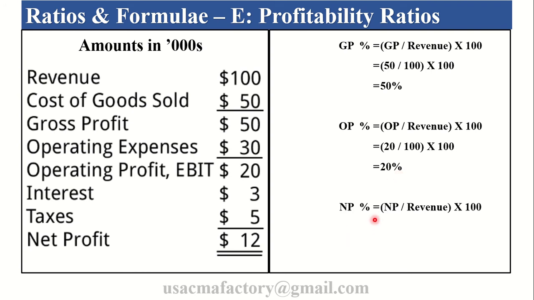Net profit percentage is equal to net profit divided by revenue times 100, 12 divided by 100 and then times 100 is equal to 12%.